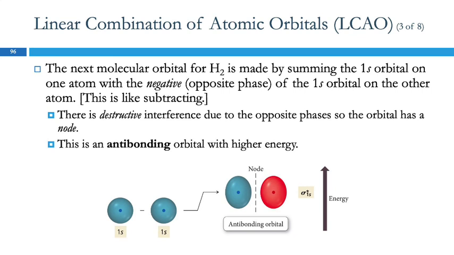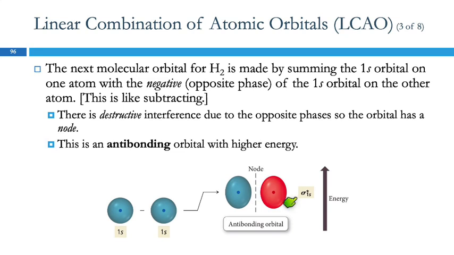The next molecular orbital is made by adding the 1s orbital on the first atom with the negative of the 1s orbital on the other atom, which is the same as subtracting, right? Remember that orbitals have phases. And so if these two orbitals are out of phase and we add them together, they're going to undergo destructive interference. So this is called an antibonding orbital. It has a big node between the atoms where the electrons cannot be. This is not going to facilitate bonding. It's going to work against bonding.